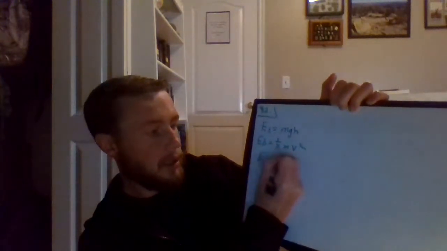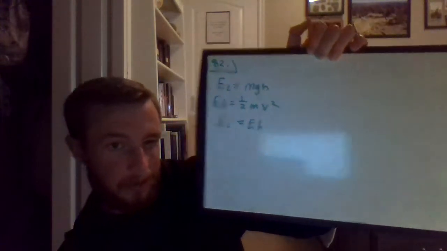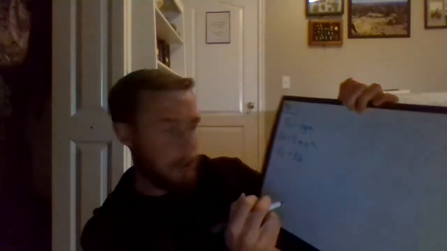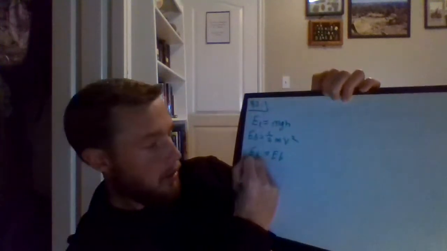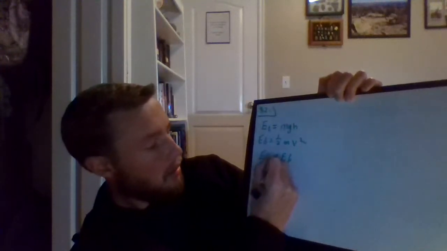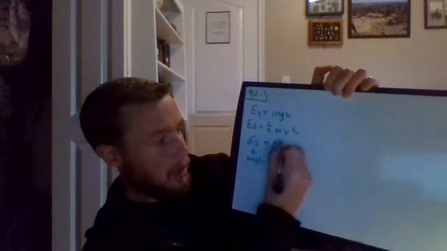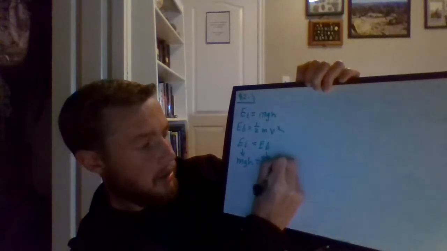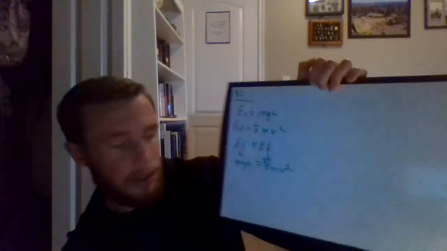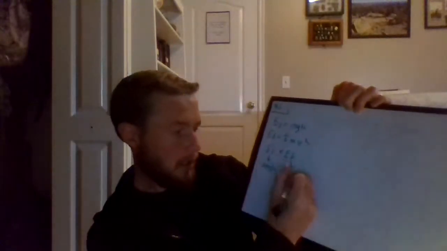So we can say the initial energy equals the ending energy. We can substitute mgh for the initial energy, and 1/2 the mass times the velocity squared for the ending energy. If we solve for v, we get velocity equals the square root of 2gh.